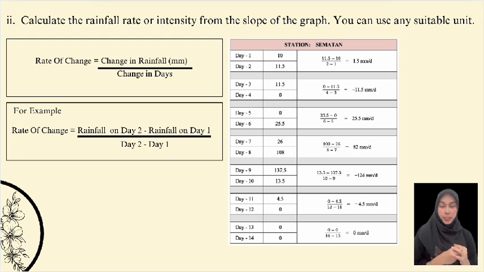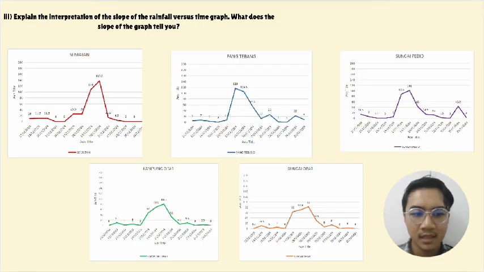For this calculation, for example, the rainfall on day 2 minus the rainfall on day 1 divided by the difference between day 2 and day 1. To explain the interpretation of the rainfall versus time graph, there are 3 different slopes of each graph that we take from the data, which are the positive, zero and negative slope.